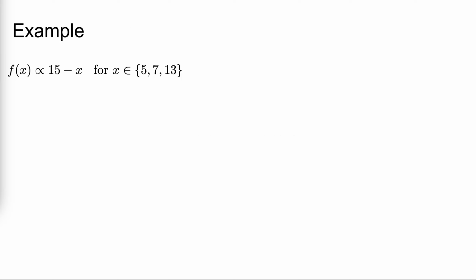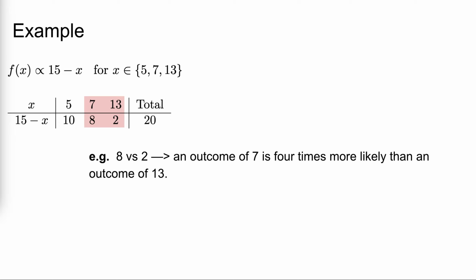To convince ourselves of this, let's consider one last example. This time, let's start with an unnormalized PMF. Here, f of x is proportional to 15 minus x, where x can take on values of 5, 7, and 13. This unnormalized PMF is re-expressed in the table here, and it doesn't sum to 1. Yet, though it's unnormalized, the proportionality notation indicates that this function preserves the relative plausibility of the outcomes of 5, 7, and 13. For example, comparing 8 to 2, an outcome of x equals 7 is 4 times more likely than an outcome of x equals 13.